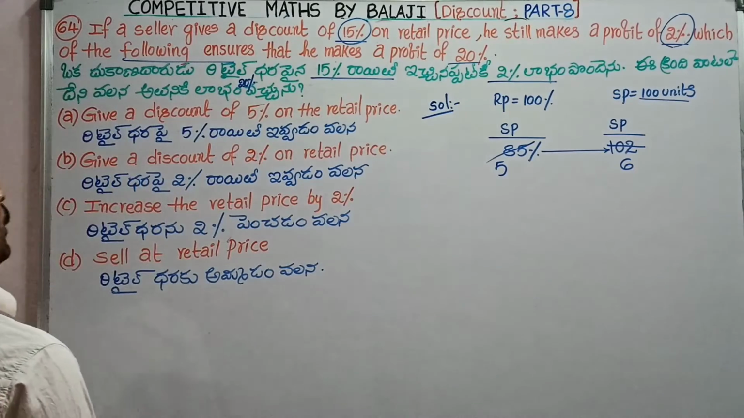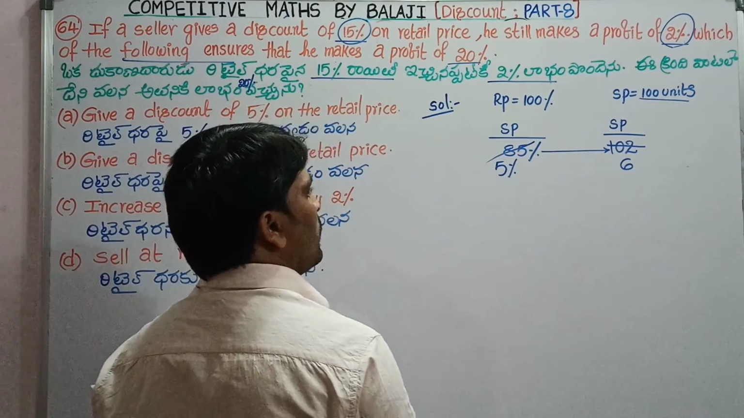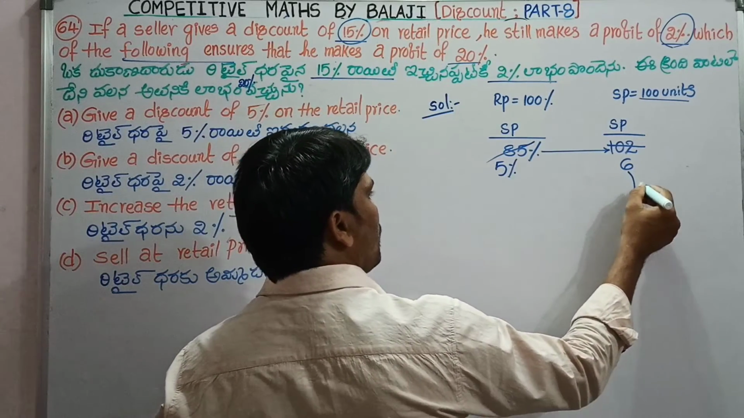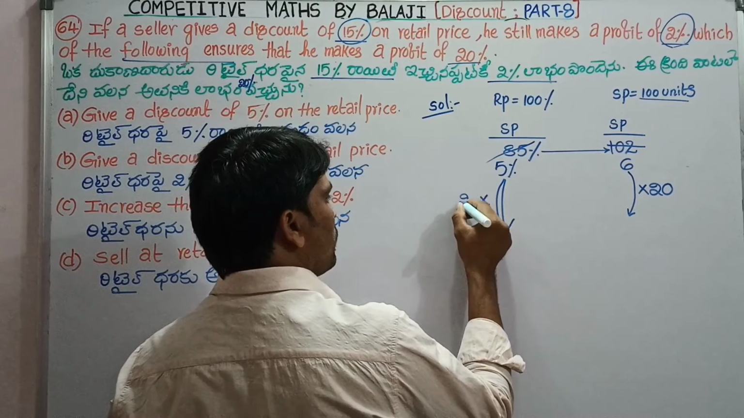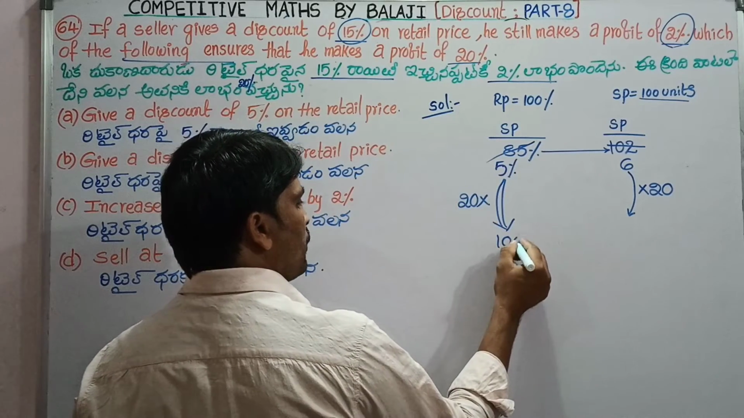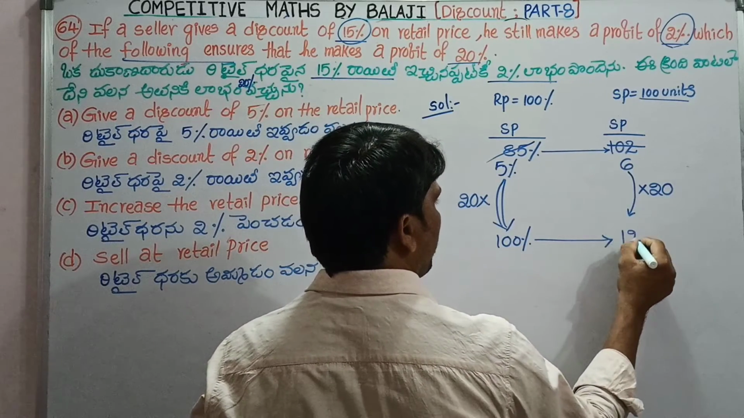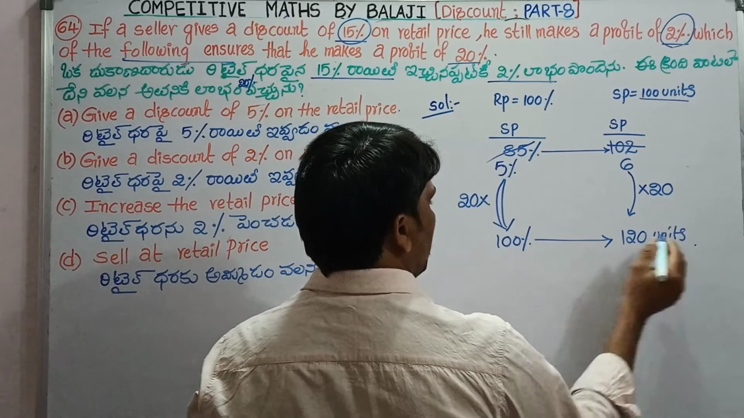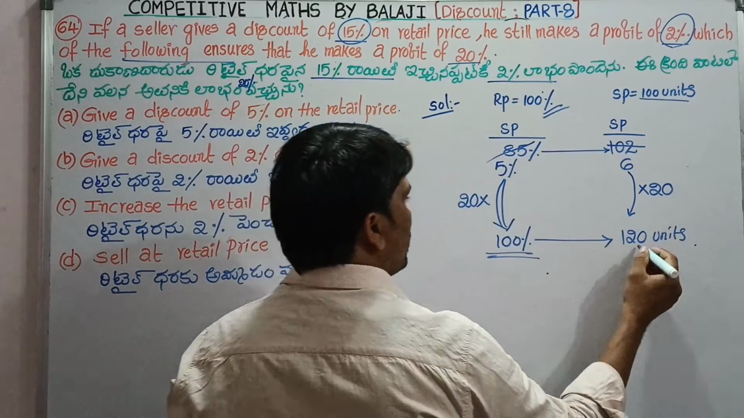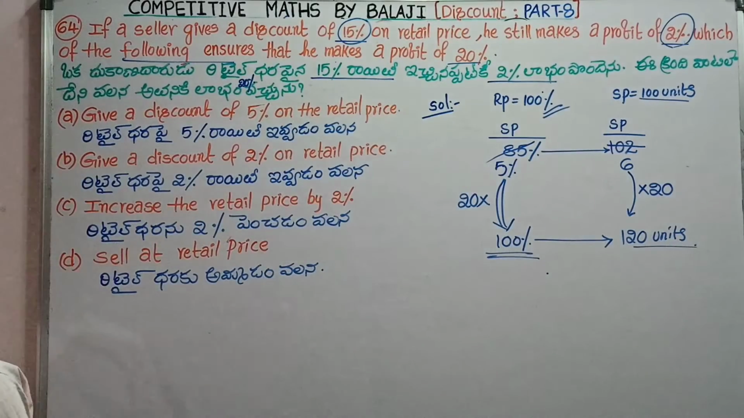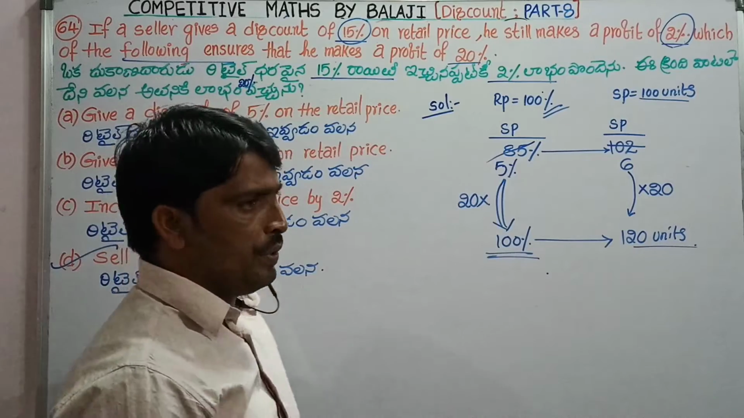But we have to find which of the following ensures that he makes a profit of 20%. To get 20% profit, multiply here by 20 and multiply here also by 20. 20 into 5%, 100%. That is 20 into 6, 120 units. 100% is nothing but retail price. If he sold the article at retail price, he would get 20 units profit. So answer is D. Sell at retail price to ensure that he makes a profit of 20%.